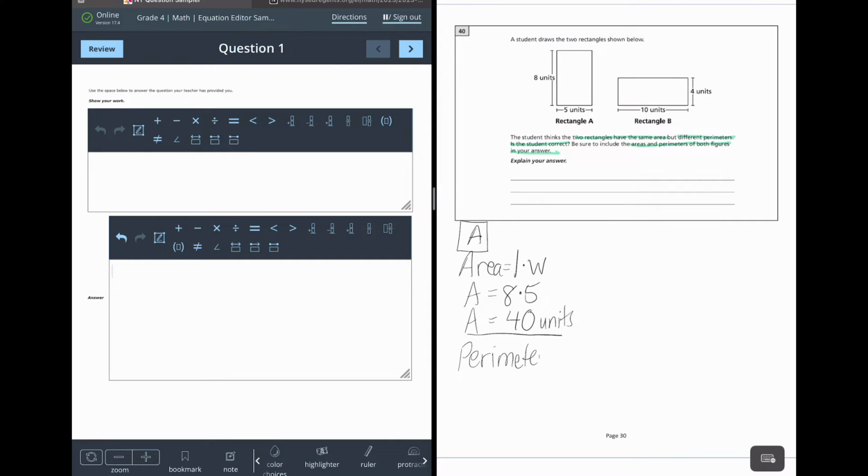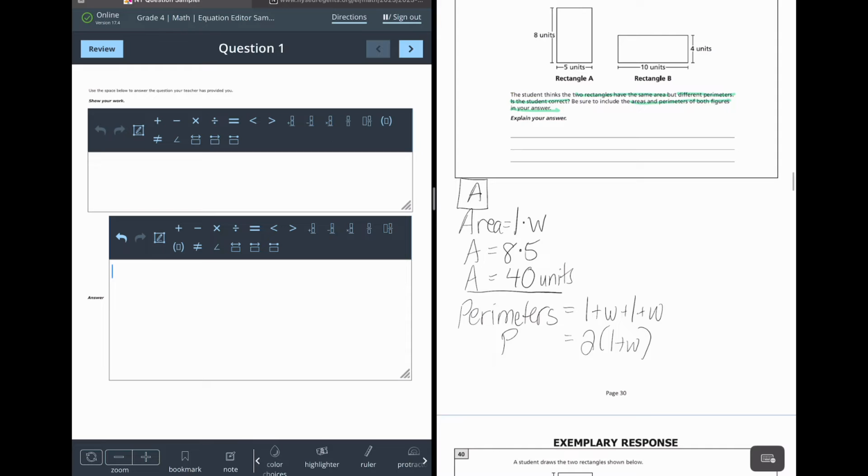And for my perimeter, I know I need to add all the sides up together. So I'm gonna do length plus width plus length plus width. Or some kids might have it written down as 2 times length plus width. Both of them work because I'm still adding 2 lengths and 2 widths together. So you get to decide which one you want to use. No preference. I'm going to do both of them just so you can see it's the same answer.